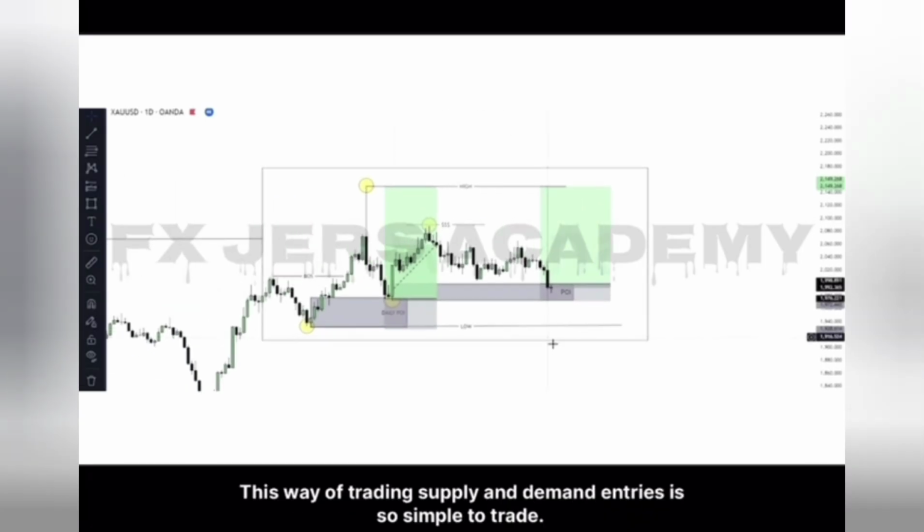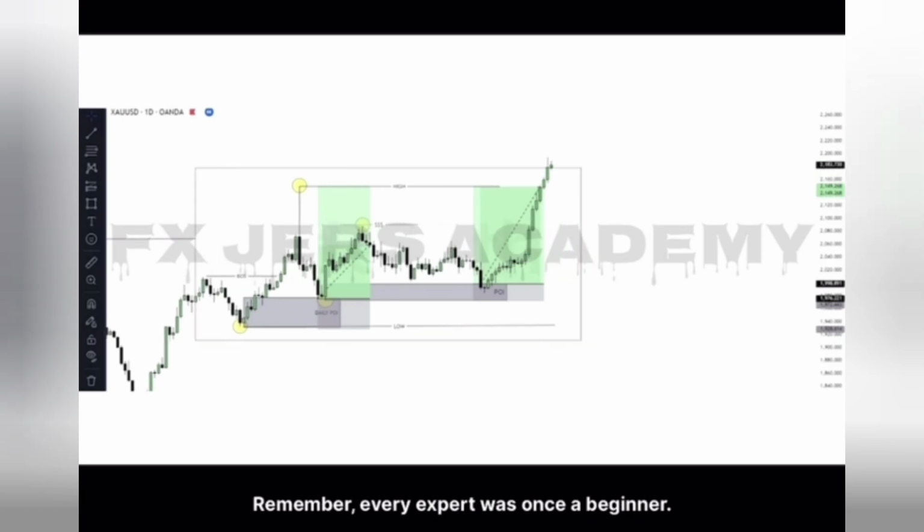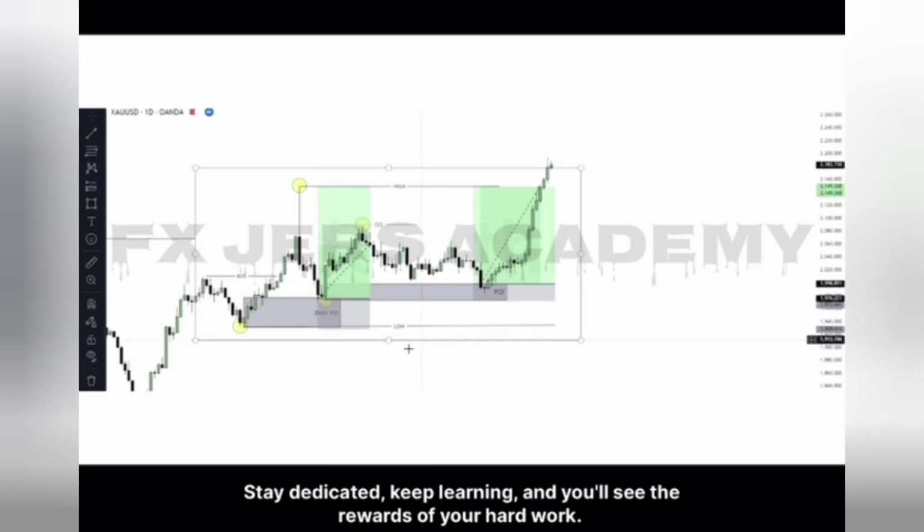This way of trading supply and demand entries is so simple to trade. It just needs practice to master this easy strategy. Remember, every expert was once a beginner. Stay dedicated, keep learning, and you'll see the rewards of your hard work.